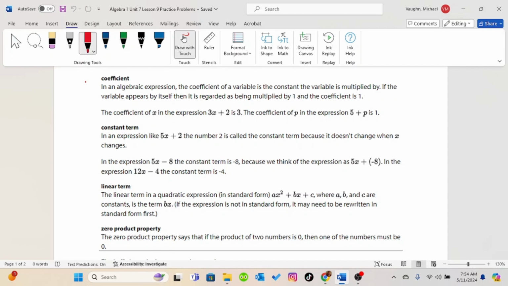If you have any question about these vocabulary terms, please use class time to ask for clarification now so that you'll be better prepared as we go into the practice problems.